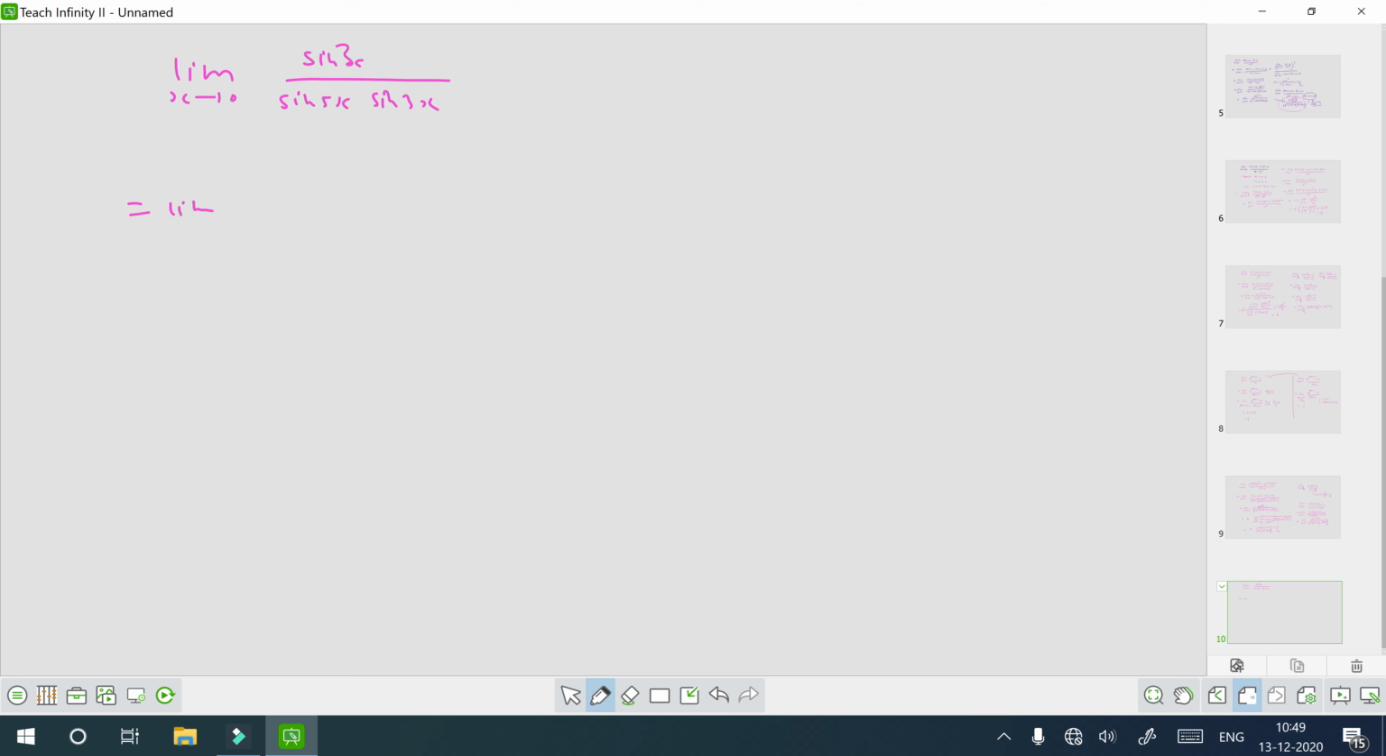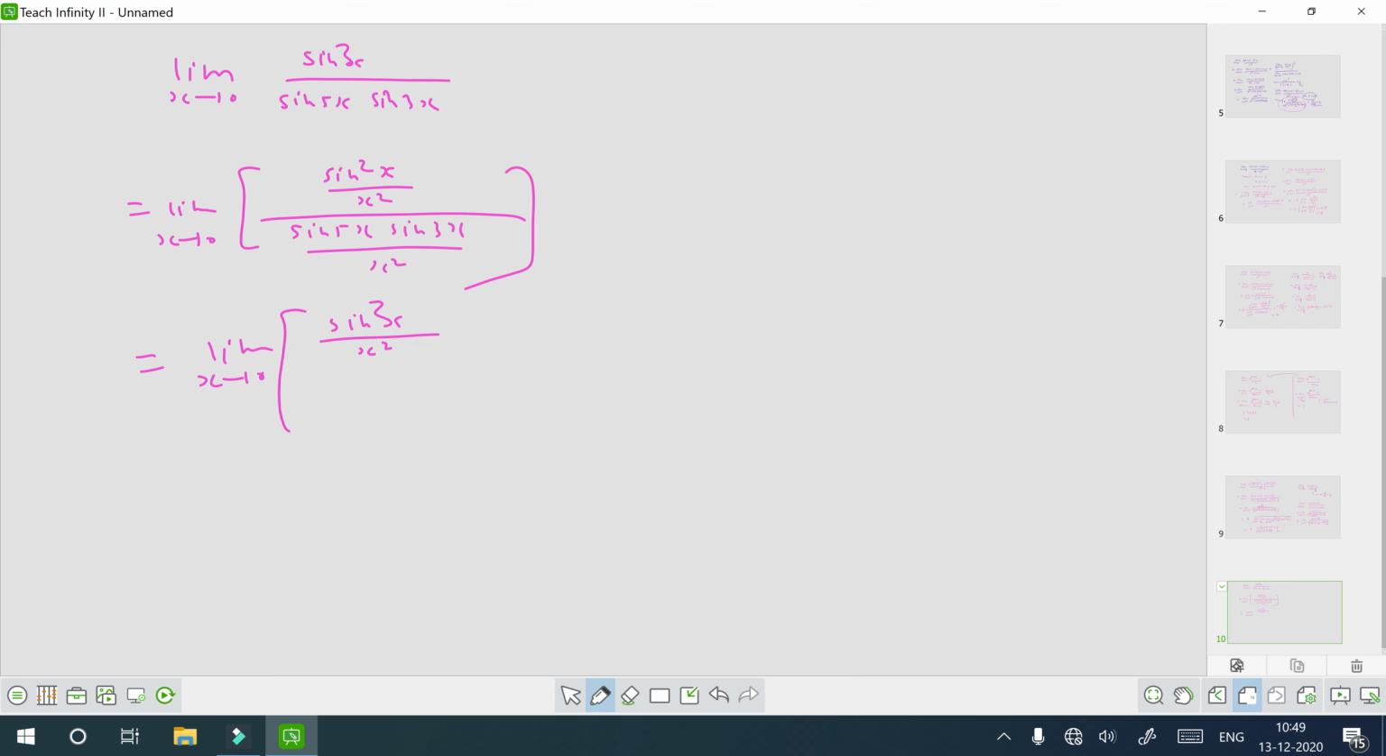That is equal to, please see here, divide numerator and denominator quantity by x square. Here also sine 5x into sine 3x by x square. Now limit x tends to 0 sine square x over x square. In the denominator quantity what we need? Sine 5x over x, sine 3x over x. Can I write it? So multiplied by 3 and divide by 3, multiplied by 5 and divide by 5.